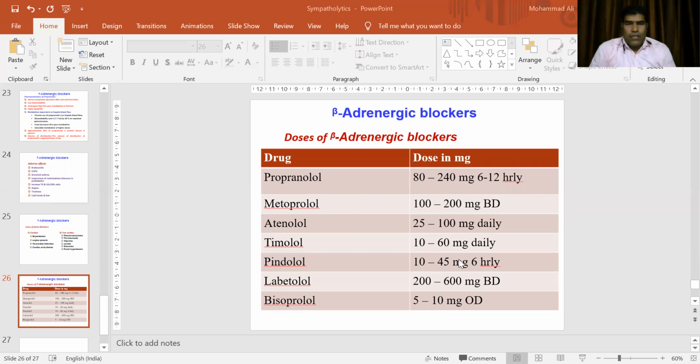These are the beta blockers I have mentioned here, with their doses and timing. Propranolol 80 to 240 mg given every 6 to 12 hours. Metoprolol 100 to 200 mg BD. BD means 2 times in a day. Atenolol 25 to 100 mg daily. Timolol 10 to 60 mg daily. Pindolol 10 to 45 mg daily. Labetalol 200 to 600 mg BD. And bisoprolol 5 to 10 mg.